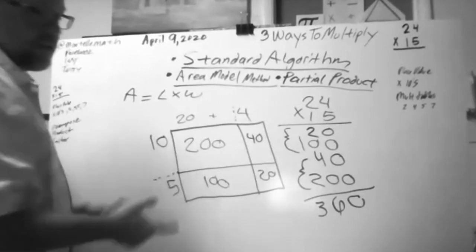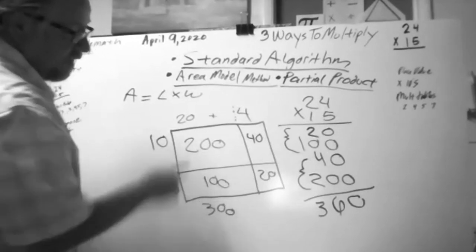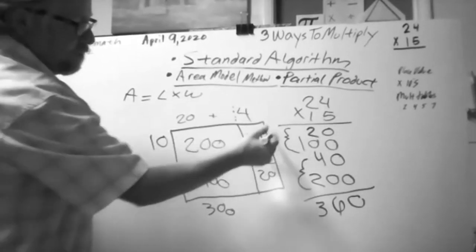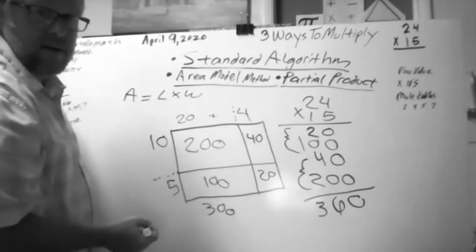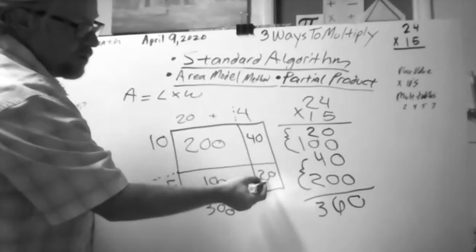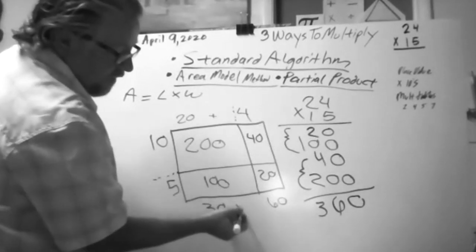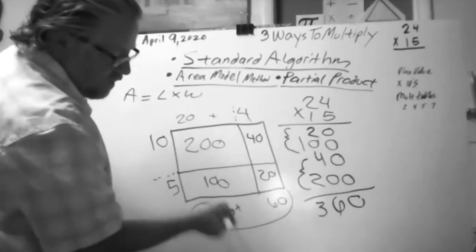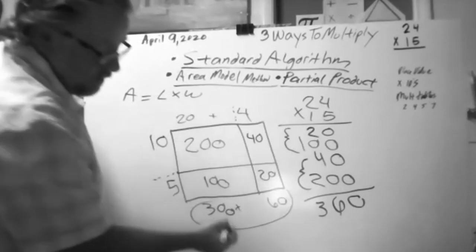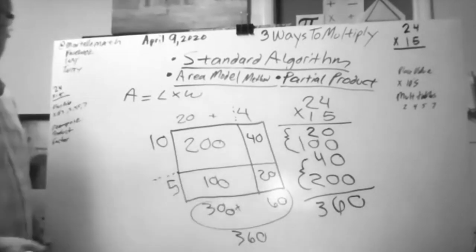So we're going to add these numbers first. 200 plus 100 is 300. Now, if I went this way, 200 plus 40, I'd put 240 right here, wouldn't I? Tomato, tomato. You can go either way. 40 plus 20 is 60. So now we've got 300 plus 60, which is 360. Same answer as our partial product, right? Yes.